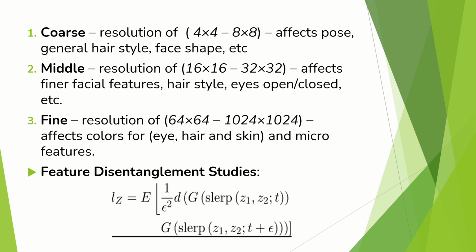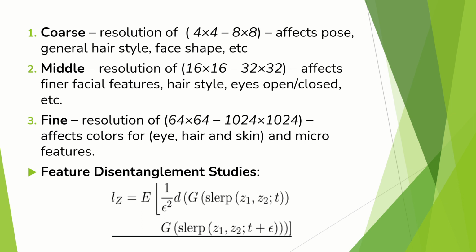These different levels are defined as follows. First, there is coarse, which is a resolution of 4 by 4 and 8 by 8, affecting both general hairstyle, face shape, etc. The middle resolution of 16 by 16 and 32 by 32 affects the finer facial features, hairstyle, eyes open or closed, etc. And last is fine, which is a resolution of 64 by 64 up to 1024 by 1024, affecting the color of eyes, hair and skin, and micro features.